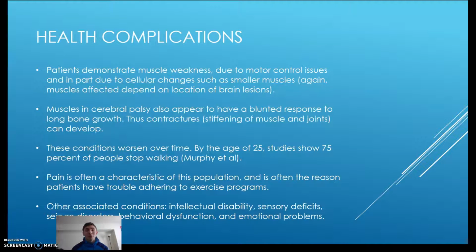So it's a really serious disorder and complication, and physical activity and intensive treatment will really help. Again, I will get into that later. A couple more health complications are pain, often associated with this population, and that's a reason that patients usually have trouble adhering to exercise programs. And then finally, you also have intellectual disability, sensory deficits, seizure disorders, emotional problems. All types of complications can arise due to these abnormal brain developments or traumatic injuries.